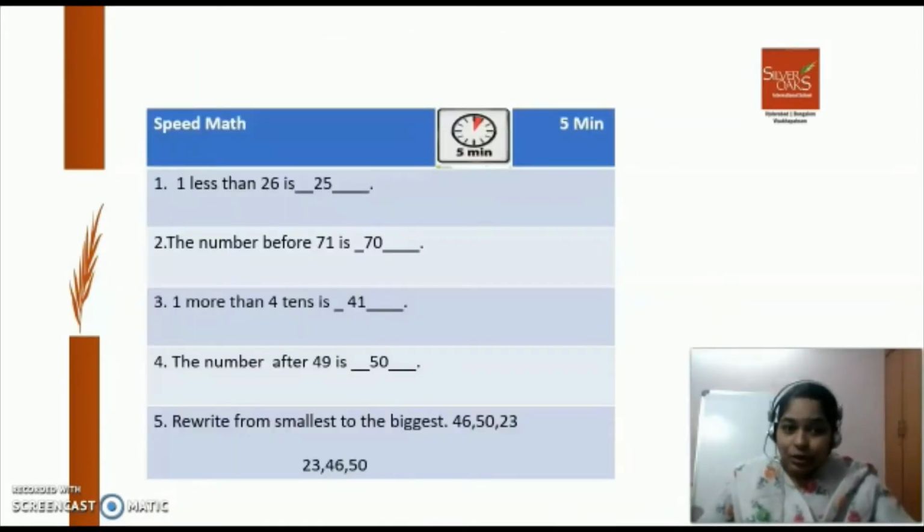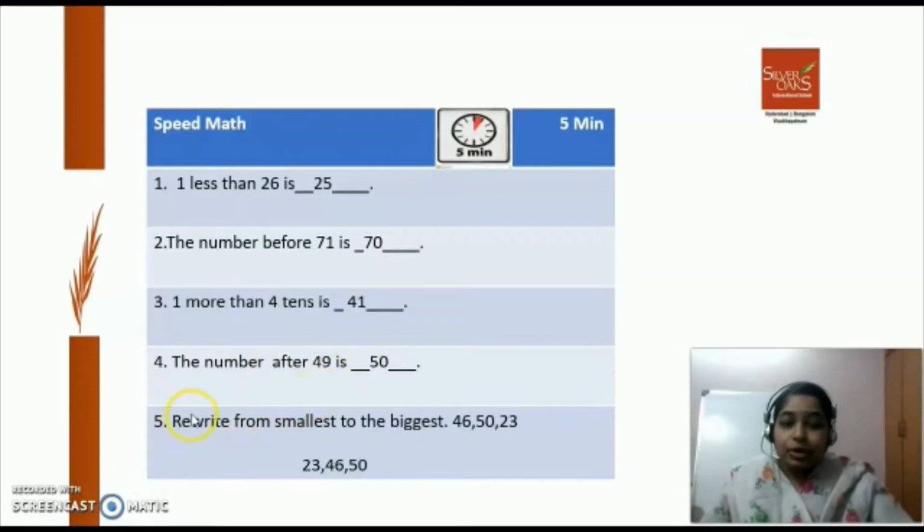Could you able to answer all these 5 questions in 5 minutes time? Very good. Now, here are the answers for you to check. So, 1 less than 26 is 25. The number before 71 is 70. So, 1 less or the number before is the same, right? It is asking you what is the before number of that number. Next, 1 more than 41 is 42. The number after 49 is 50.